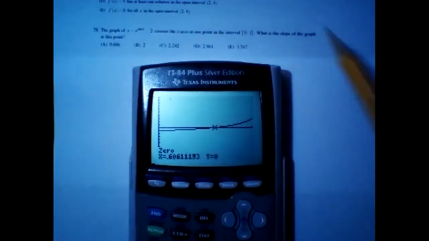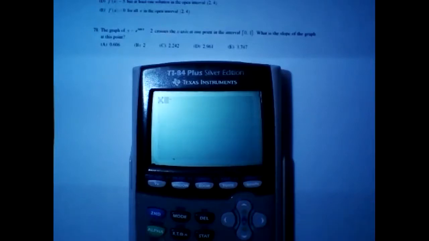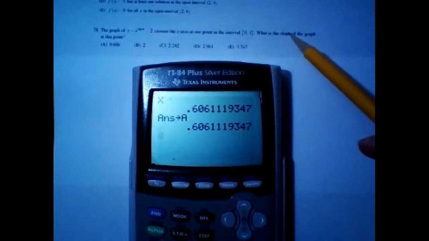We want the slope of the graph at that point. So here's what we need to do. We're going to quit out of here, bring it back, hit X, enter, store it. So store alpha A, enter. So again, X, enter brings it back, store alpha A, enter to copy it. We want to do a copy paste. We want to find the derivative, says the slope at that point.